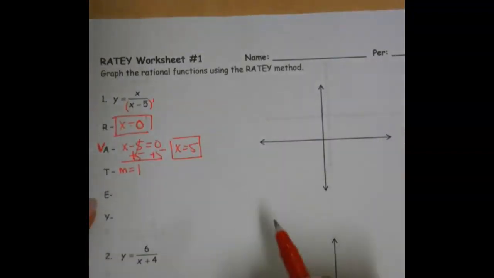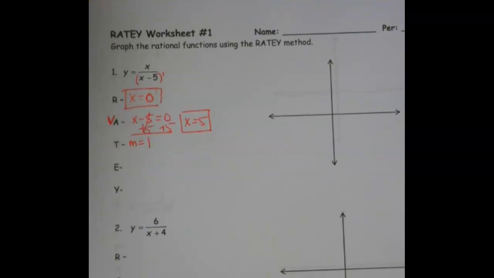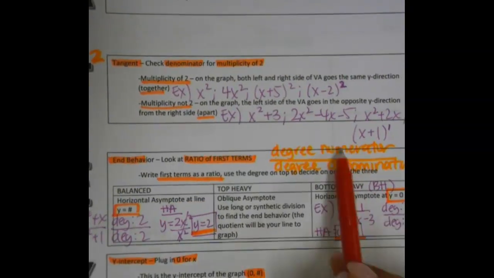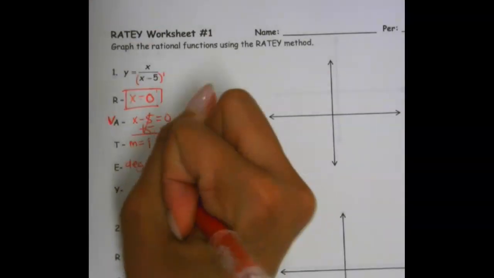Okay, the next part is E for your end behavior. Caitlin, how do I determine my end behavior? What do I need to look at? The ratio of the first term. Okay, we do need to look at the ratio of the first terms, but we need to do something before that. The degrees. Degree of your numerator and degree of your denominator. So in this numerator, what's the degree? 1. And what's the degree for your denominator?